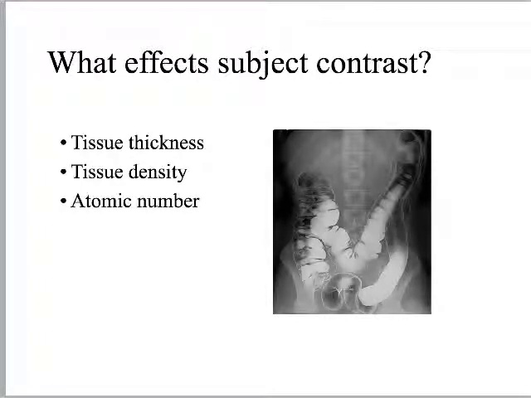Barium, the same thing, right? Has a really high atomic number. Even though I can drink barium and it exists in a fluid state, right? It is very, very high on the atomic number. So it's going to attenuate a lot of X-rays. So those are the three things that affect subject contrast. And as the X-rays are passing through the patient, these are the types of interactions that are occurring that result in a difference between what we had and what remains, what actually is there to interact with the image receptor.